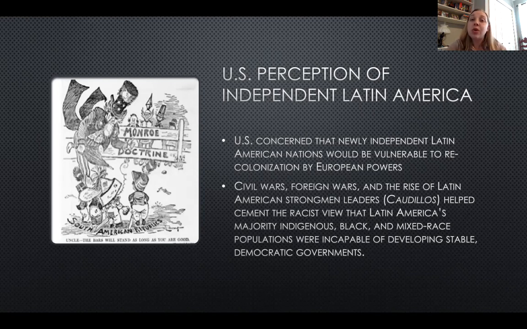Multiple civil wars in the region, wars between Latin American nations, and then the rise of caudillo strongmen leaders in Latin America just tends to reinforce the U.S. belief that Latin Americans themselves are just incapable of developing stable, functioning democratic governments.